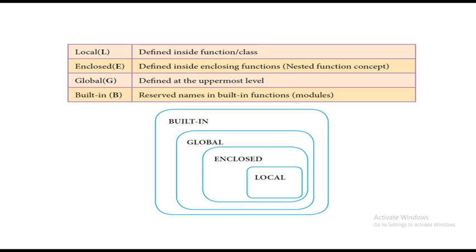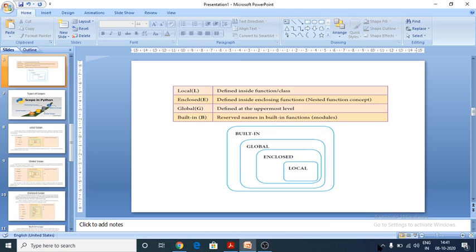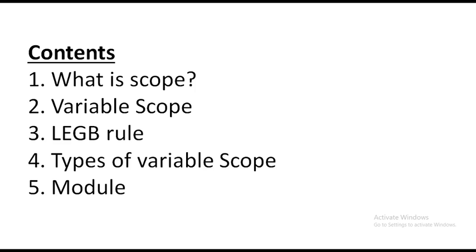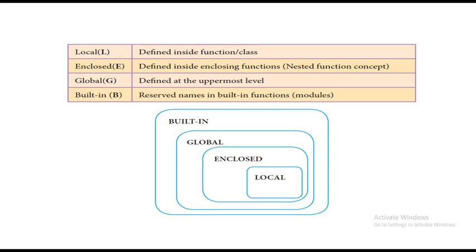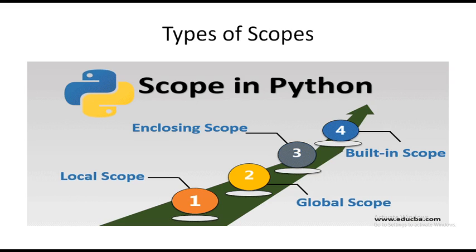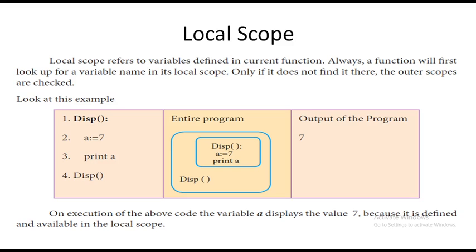One is local scope, another one is global scope, third one is enclosed scope, and the last one is built-in scope. So types of scopes: first one local scope, second one global scope, third one enclosing scope, fourth one built-in scope. First we are going to see local scope.